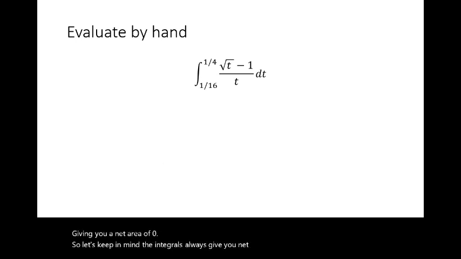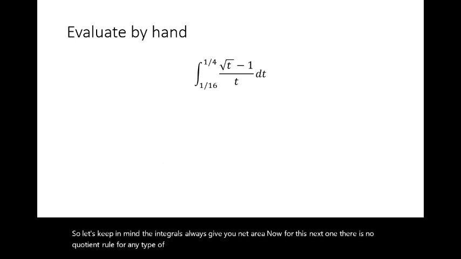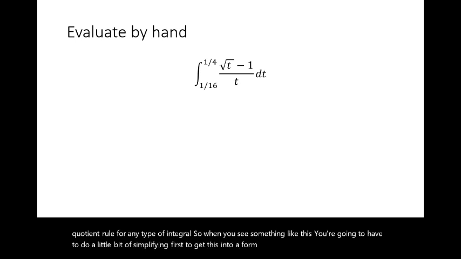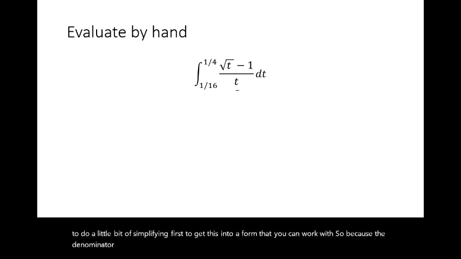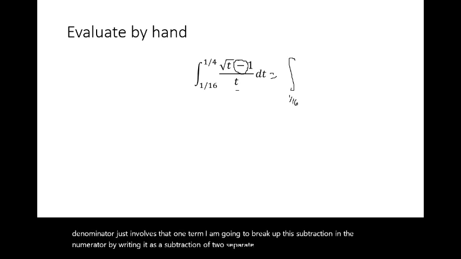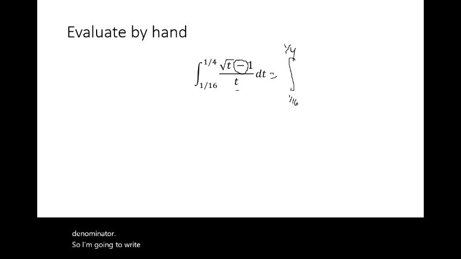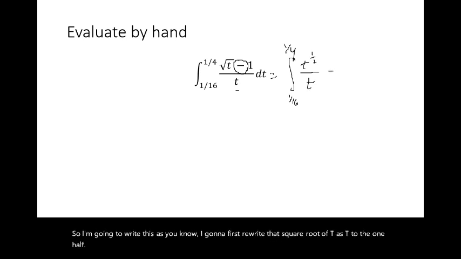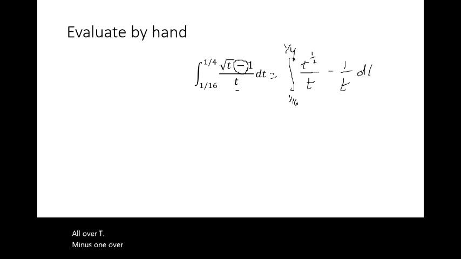Now for this next one, there is no quotient rule for any type of integral. So when you see something like this, you're going to have to do a little bit of simplifying first to get this into a form that you can work with. So because the denominator just involves that one term, I am going to break up this subtraction in the numerator by writing it as a subtraction of two separate fractions, each with a common denominator. So I'm going to first rewrite that square root of t as t to the 1/2 all over t, minus 1 over t dt.